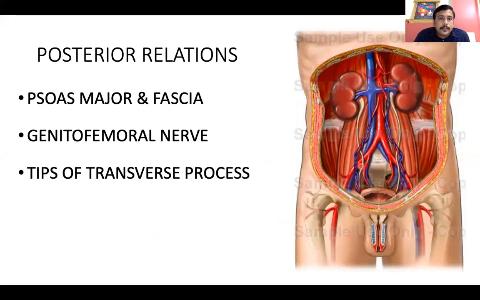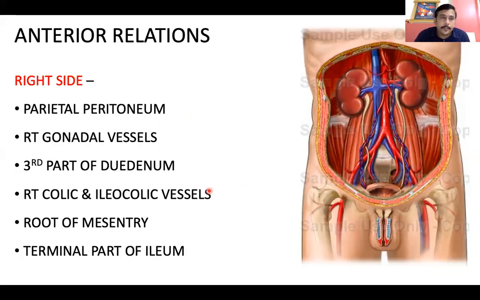Coming to the posterior relations of the abdominal part. So we have the psoas major and the fascia covering the muscle. Okay, and the genitofemoral nerve. The genitofemoral nerve is one of the important nerves from the lumbosacral trunk or the lumbar plexus, we can say. Okay, the tips of the transverse processes of lumbar vertebrae.